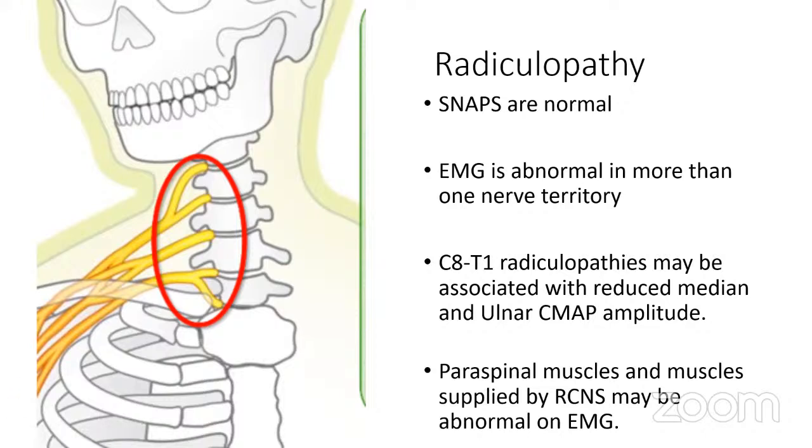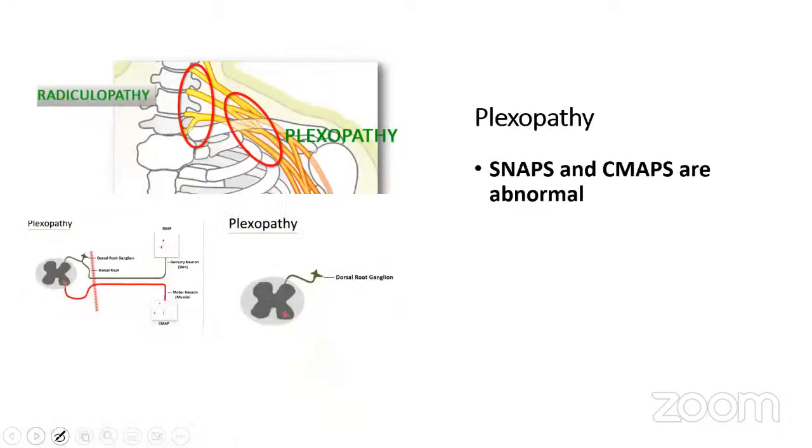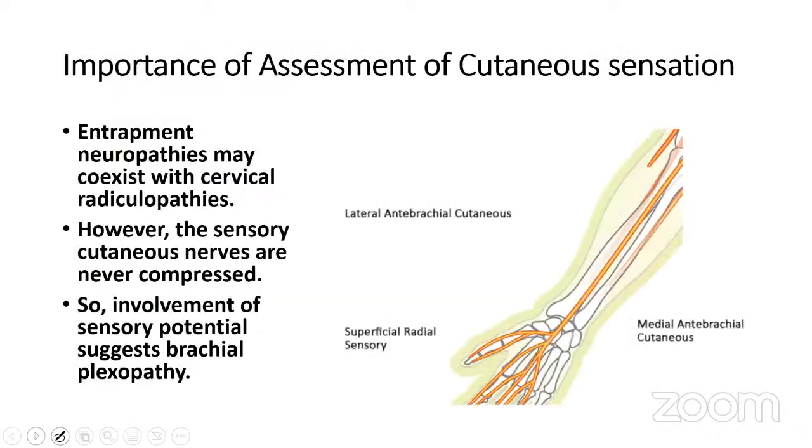So that we have been emphasizing. These are for the beginners, but not for the seniors. Seniors already know all this. In plexopathy, both SNAPs and CMAPs are abnormal because it's a problem distal to the dorsal root ganglion.